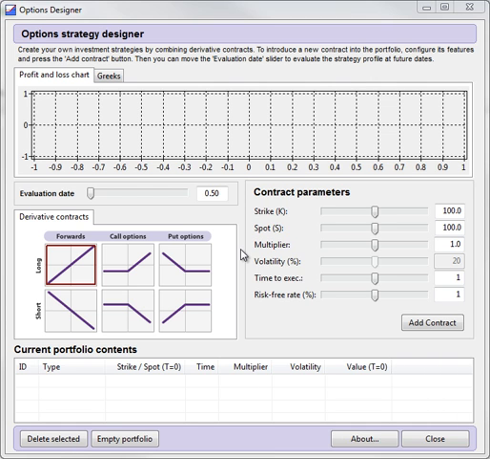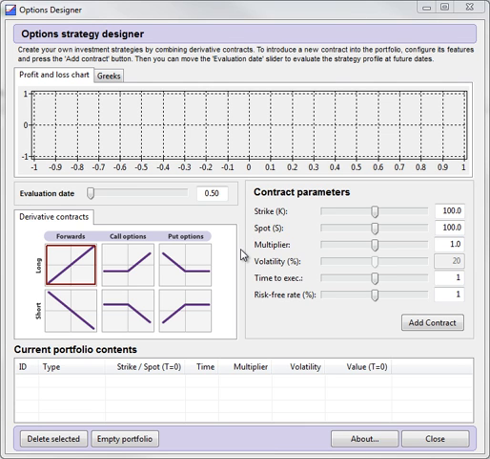This strategy involves positions in options with 3 different strike prices. It can be created by buying a call option with a relatively low strike price, buying a call option with a relatively high strike price, and selling 2 call options with a strike price halfway between the first 2.